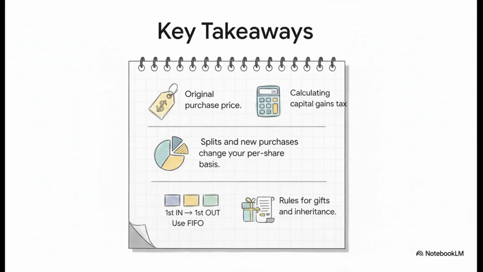So let's wrap this all up. At the end of the day, cost basis is just your original purchase price. It's the bedrock for figuring out your taxes. Just remember, things like stock splits and buying more shares will tweak your per share basis. And if you've been buying at different times, the default method is first in, first out. And of course, don't forget about those very different, very special rules for gifted and inherited shares.